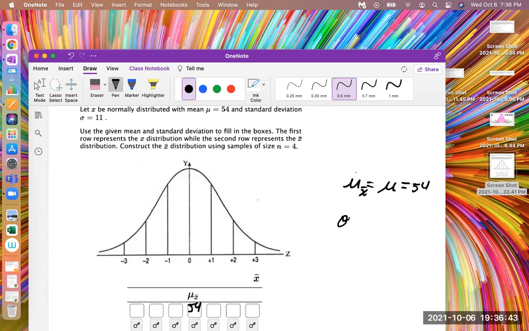Now the standard deviation of this sampling distribution of the mean is equal to the standard deviation of the original parent population divided by the square root of n. Sound familiar? Yep. And so then we take this 11 and we divide by the square root of n, 4. The square root of 4 is 2. So it's equal to 11 over 2. And we might be better off if we leave it as a fraction. No, I think we'll just turn this to decimal. Isn't it 4.5? No, 5.5.